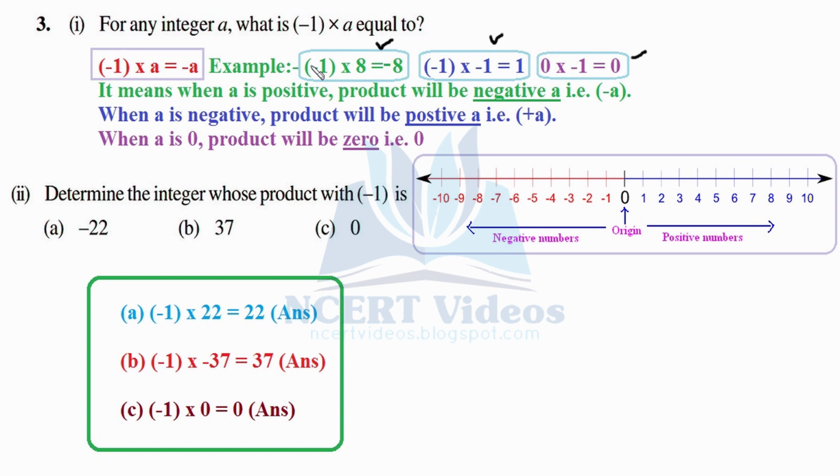It means when a is positive, as in case of first example written in green, product will be negative of a. Whatever the number will be, it will get negative. That is minus a. Now when a is negative, product will be positive. Here the number was negative, product was positive, therefore plus a. And when a is 0, product will be 0, because anything multiplied with 0 makes it 0.